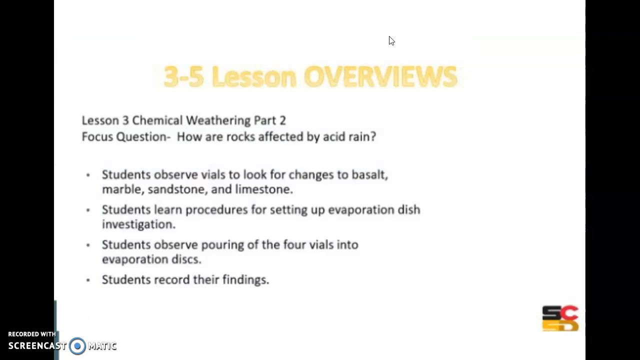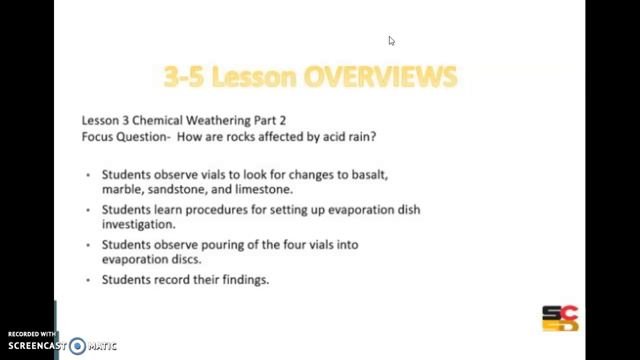What are students expected to learn during these lessons? The first one, chemical weathering part 2. Again, the focus question: how are rocks affected by acid rain? What will happen in the video is that students will observe us observing the vials to look for the changes to the basalt, marble, sandstone, and limestone.